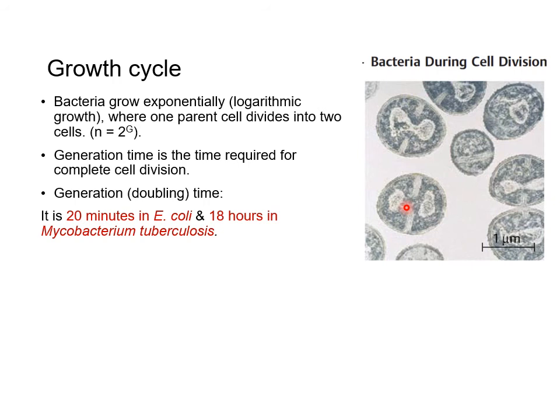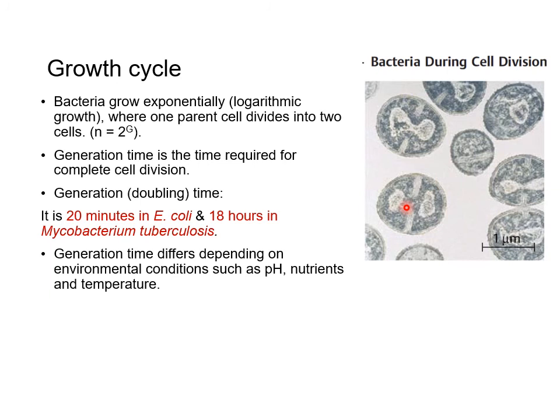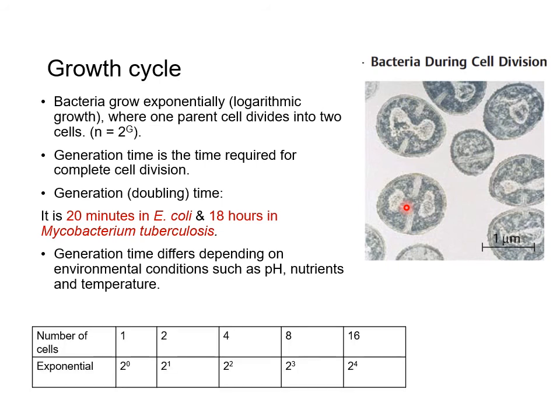So what is the practical implication of this? E. coli is very fast growing. I can get the results: if I grow it today, I get millions of bacteria tomorrow. But Mycobacterium tuberculosis, because it's very slow, will take me weeks, up to 8 weeks, to be able to see the growth of the bacteria. So generation time actually depends on so many different factors. It almost always depends on the environmental conditions that you grow your bacteria in. So it depends on the pH, nutrients, and also the temperature, the osmotic pressure, and so on.